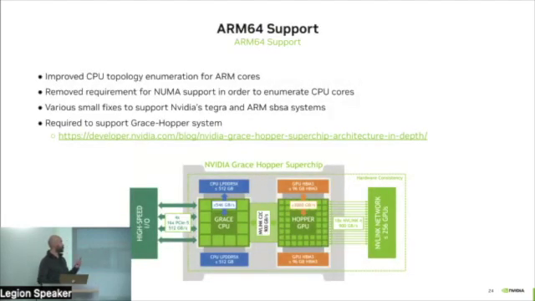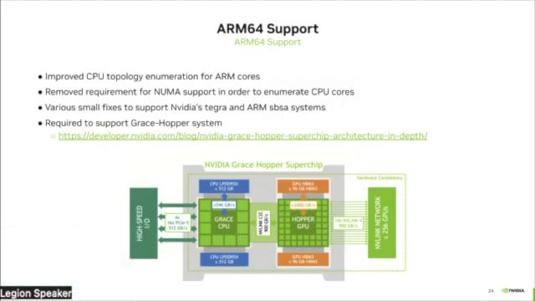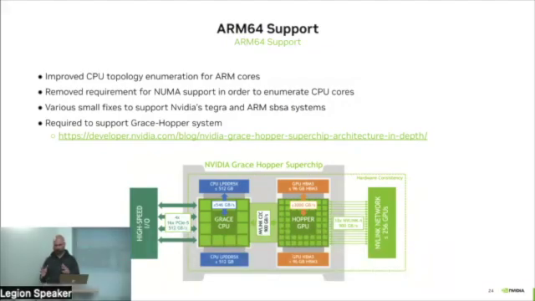Now we added support for ARM64 architectures, basically improving our enumeration for the ARM cores and decoupling fixes for the tested platform. That was part of our objective to be able to support Grace Hopper, where Grace is an ARM-based CPU. There's a link that talks about what Grace Hopper represents. I don't plan to go into explaining it, but if you're interested, there's a link you can go ahead and read.